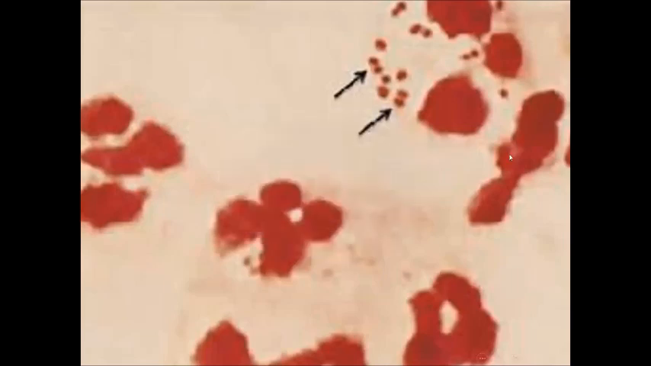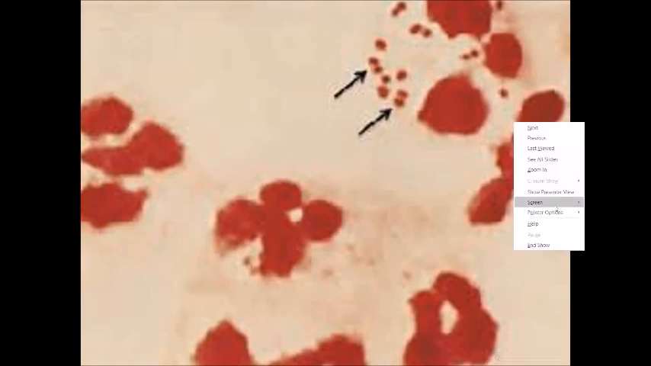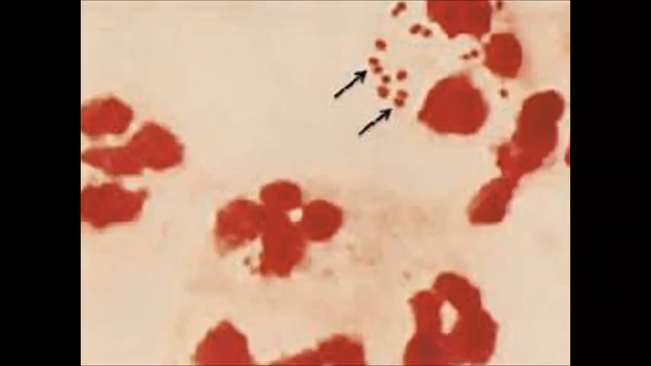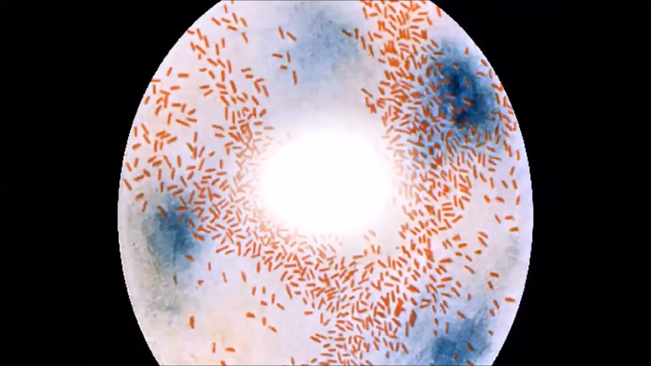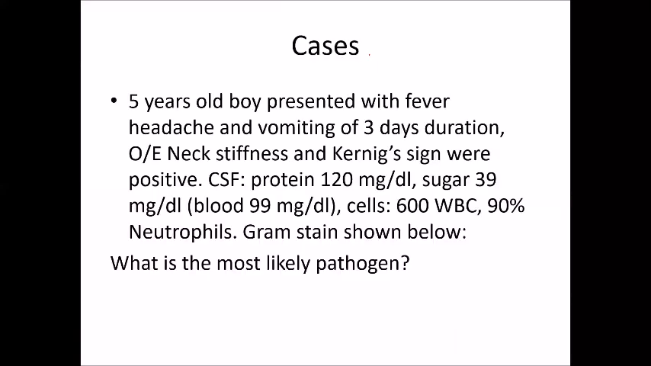You will see the Gram stain on this picture. Let's see the Gram stain. This is the Gram stain. You see that these are gram-negative diplococci. Let me show it to you with the pointer. Gram-negative diplococci.